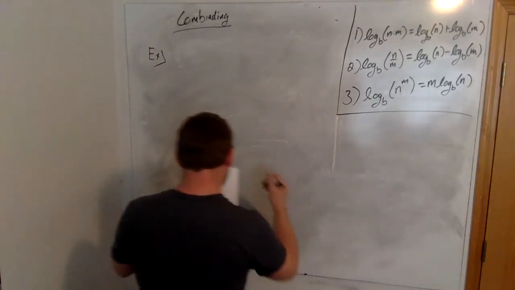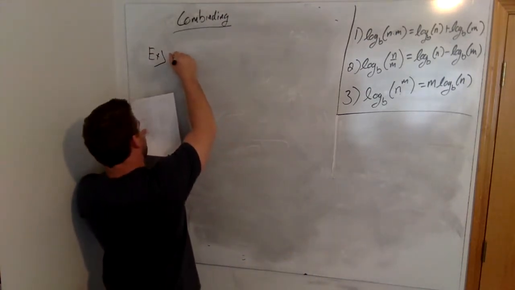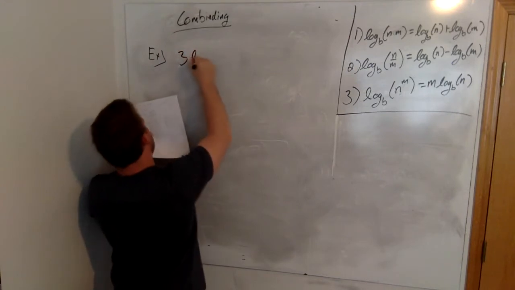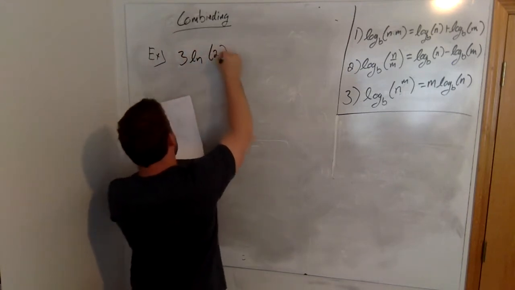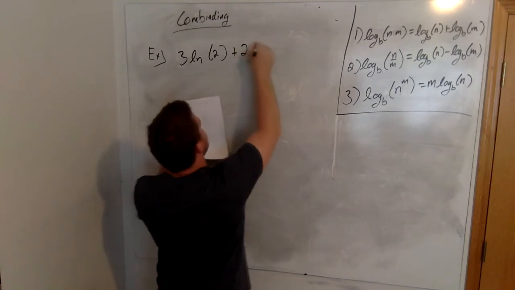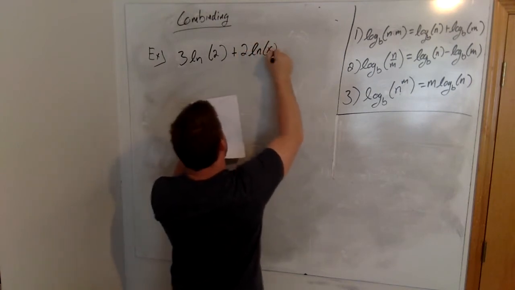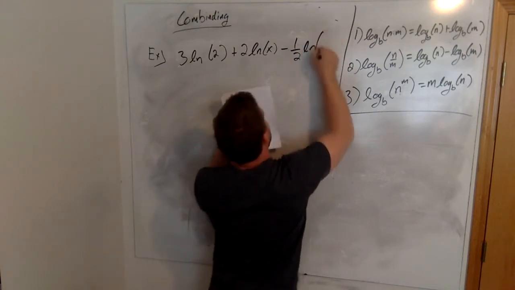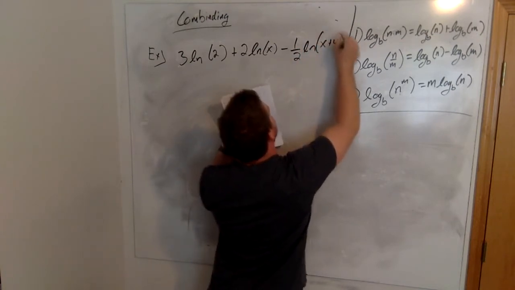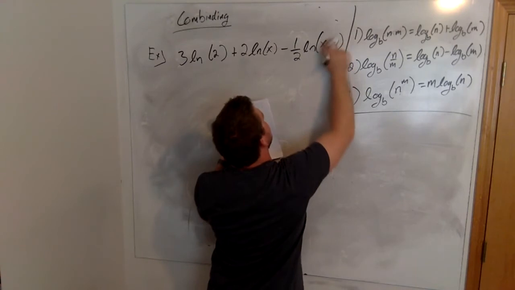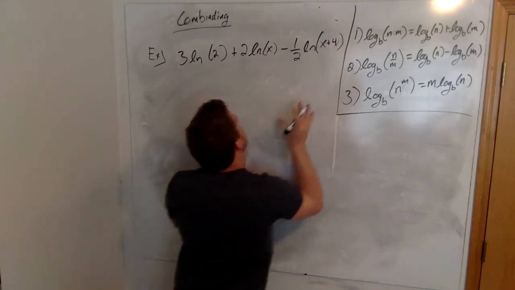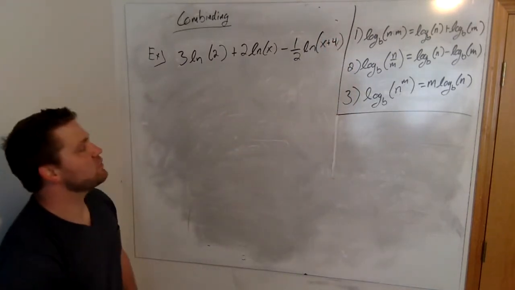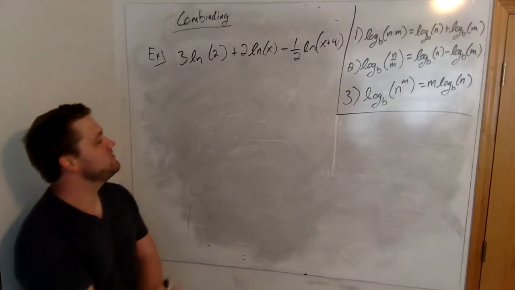Okay, let's say we have 3 times the natural log of 2 plus 2 times the natural log of x minus 1/2 times the natural log of x plus 4. Go ahead and pause the video and see if you can condense this logarithmic expression to only have a single log. Give it a shot.